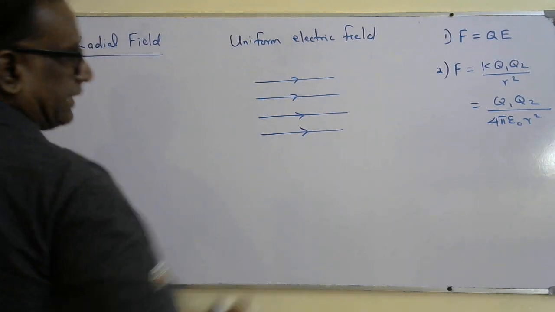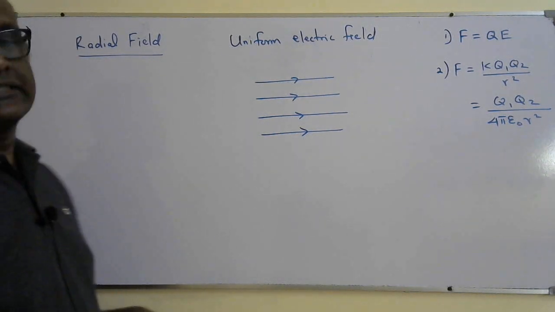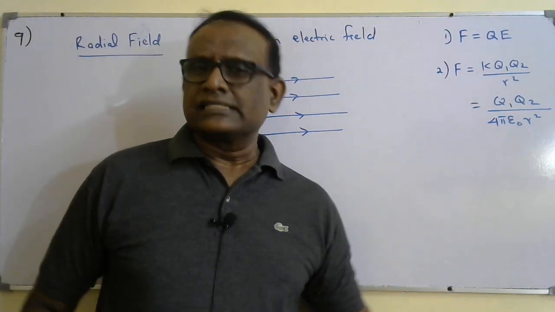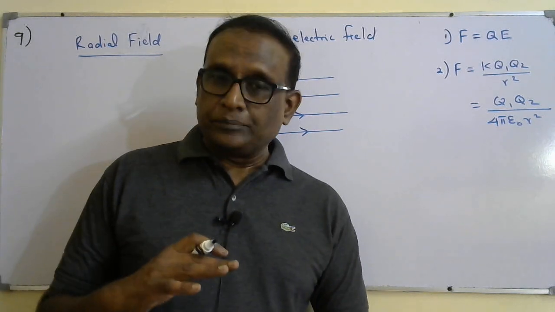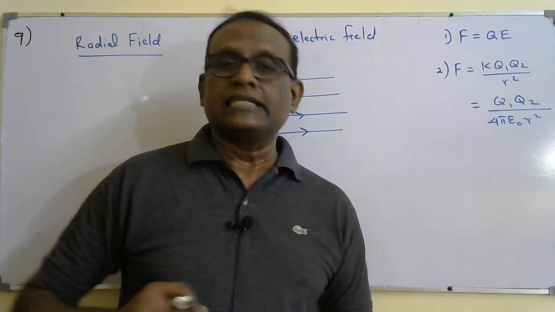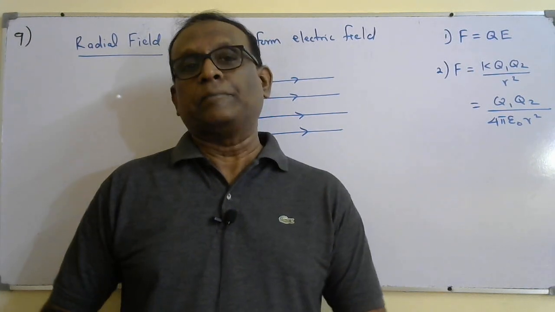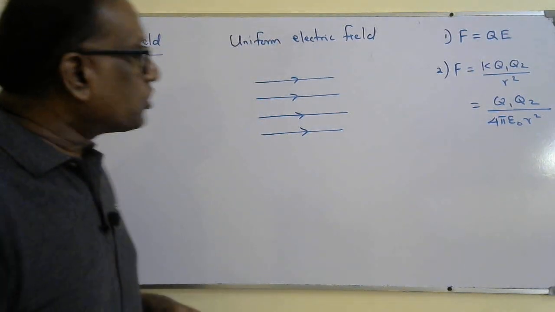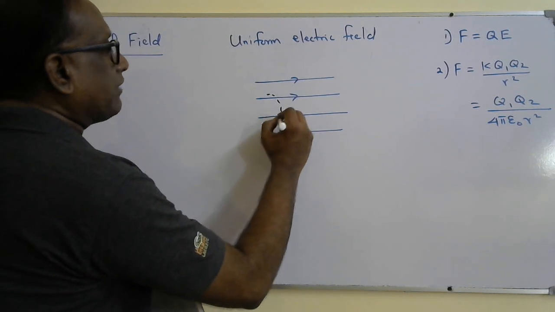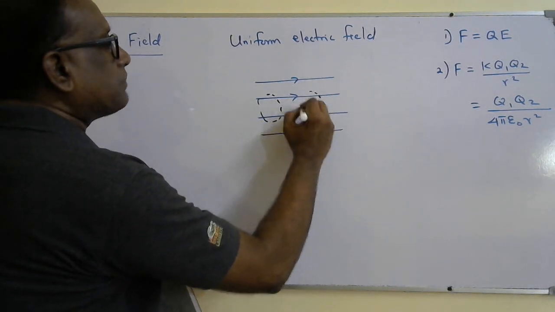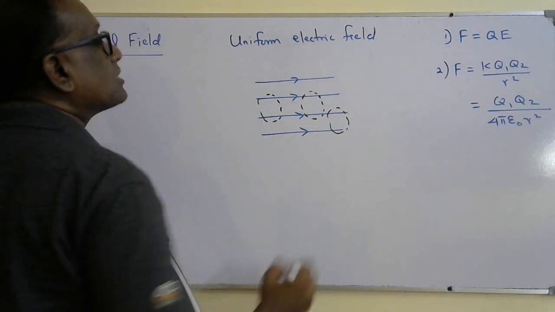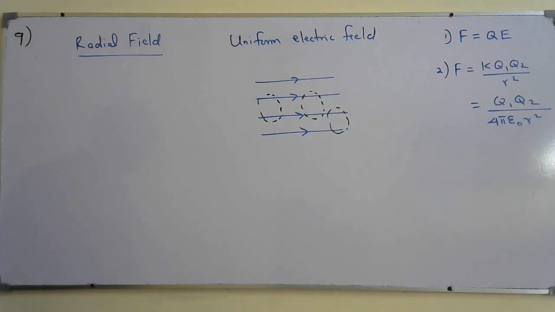We'll come across later how to create uniform electric field. Actually, you already studied oppositely charged parallel plates. In the region between the oppositely charged parallel plates, you will get uniform electric fields. The field lines are parallel with equal space. So wherever you draw a unit area, the number of lines passing through it will be the same. So strength is the same.